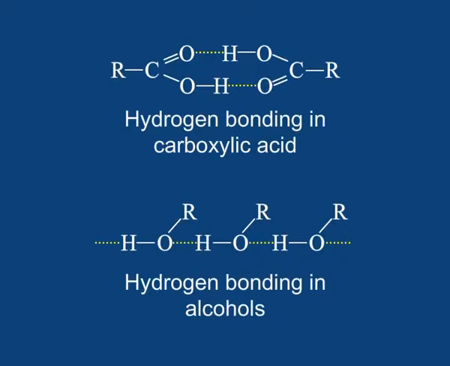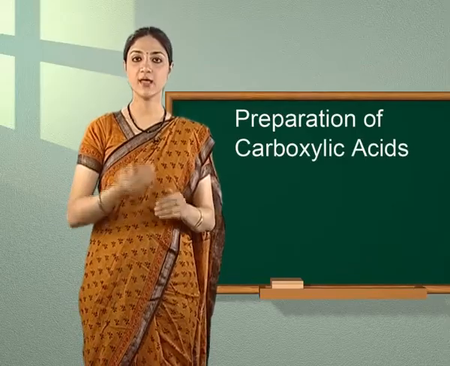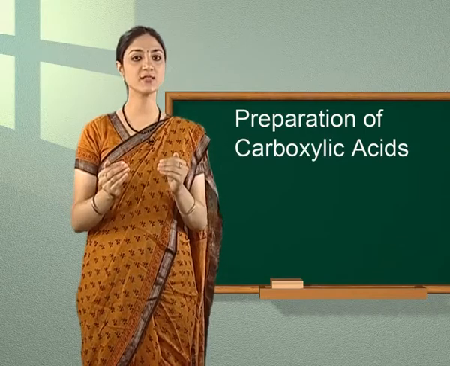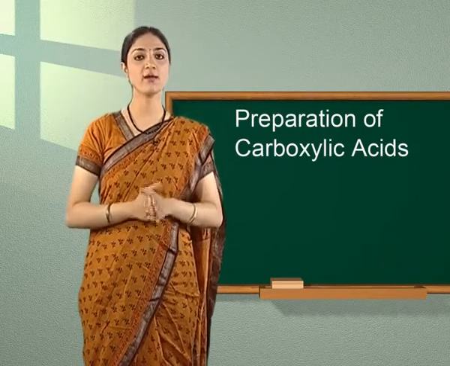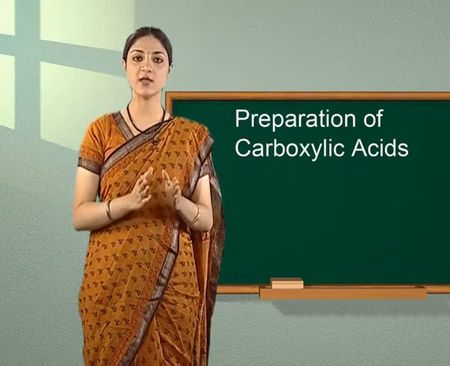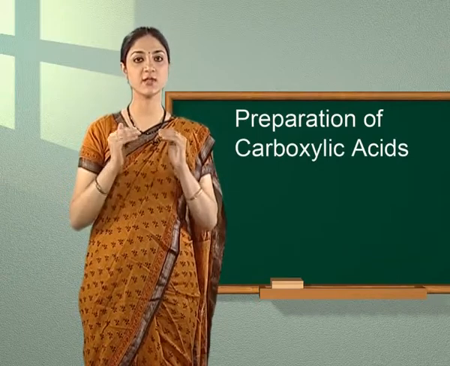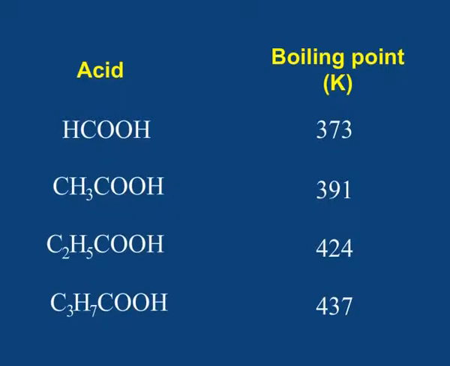In solid, liquid, and even up to the vapor state, most of the carboxylic acids exist as dimers. That is, two molecules of carboxylic acids get linked by hydrogen bonds. In the monocarboxylic acids, the boiling point increases with the increase in the size of alkyl or aryl groups because of the increase in the van der Waals forces of attraction, which increases with increase in the molecular size of acids. Boiling point of formic acid is 373 Kelvin, acetic acid is 391 Kelvin, propanoic acid is 424 Kelvin and butanoic acid is 437 Kelvin, as shown on the screen.